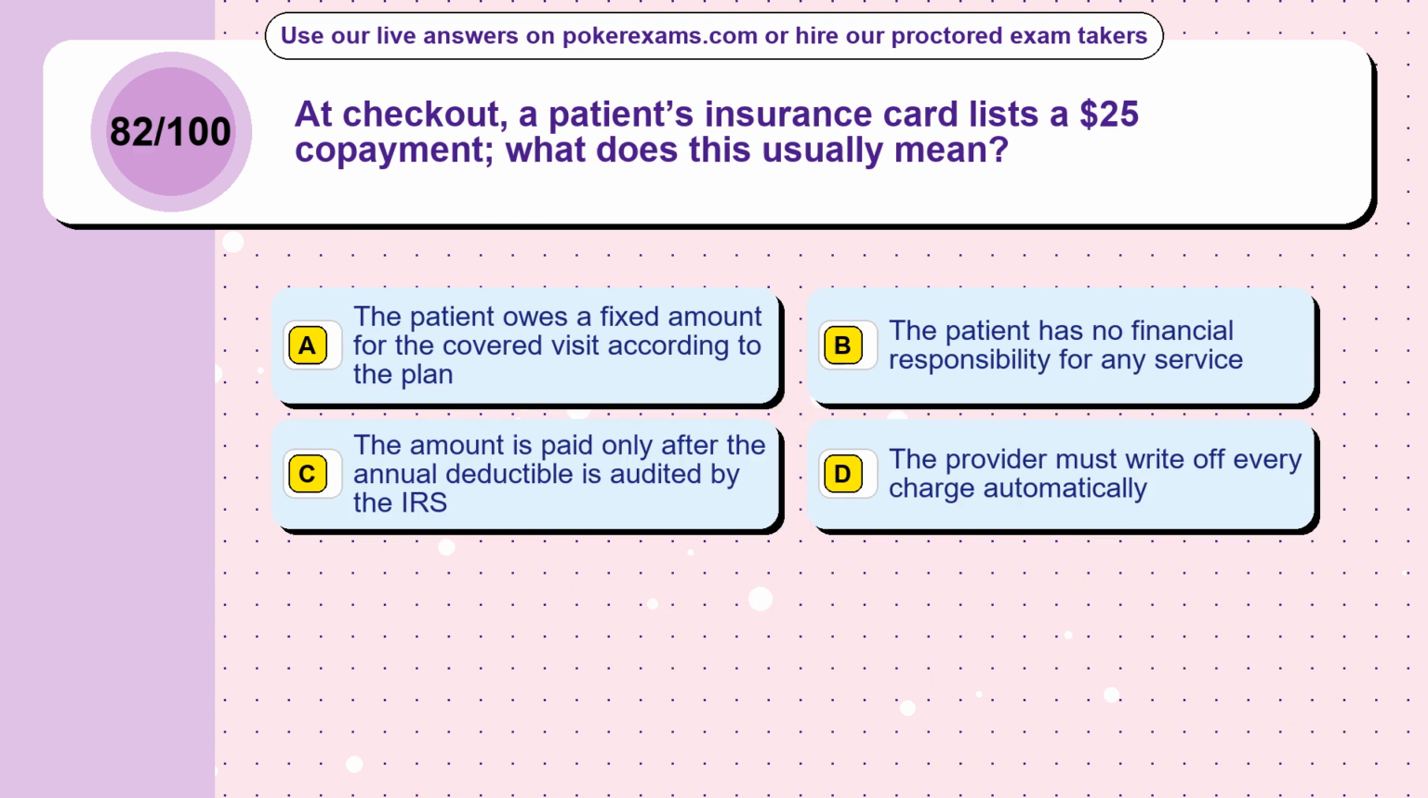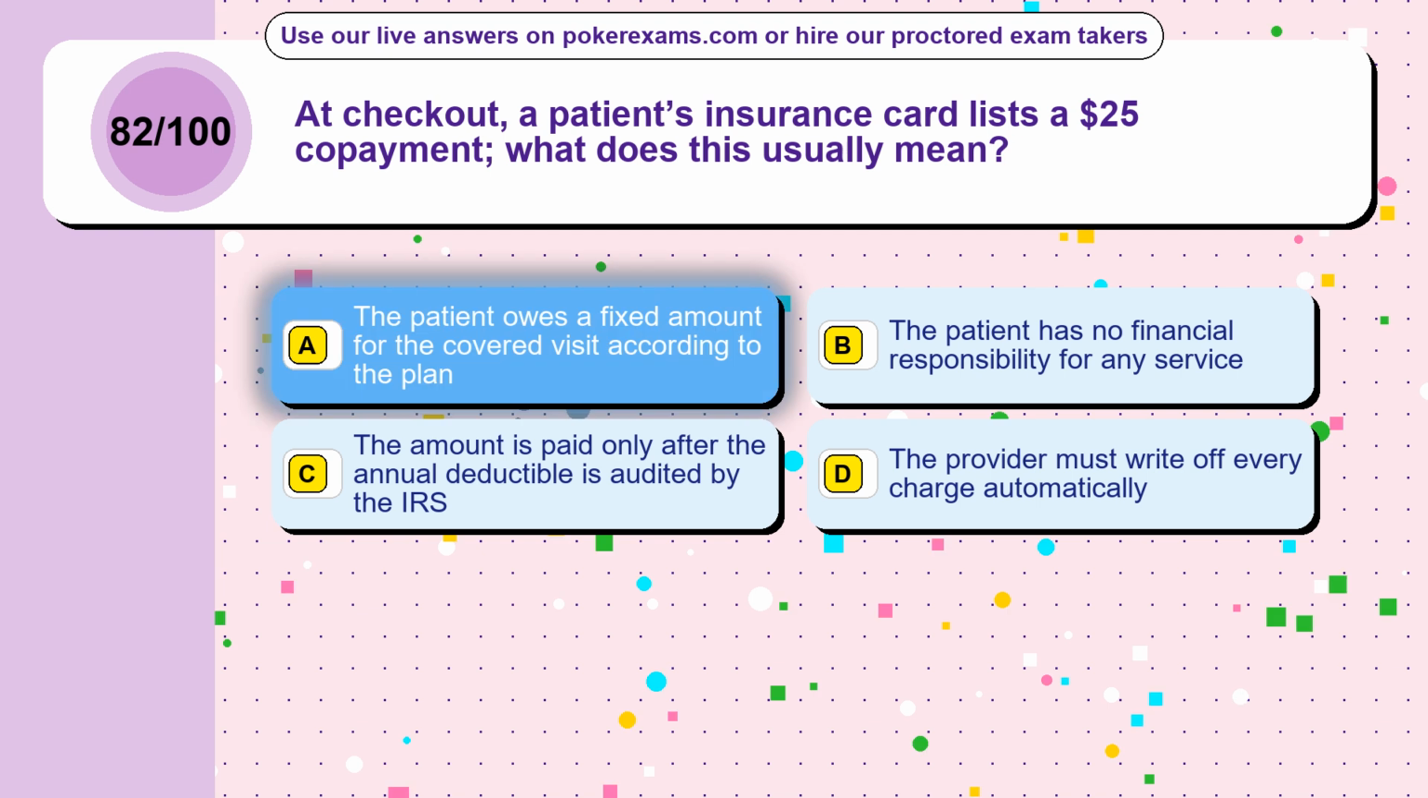Question 82. At checkout, a patient's insurance card lists a $25 copayment. What does this usually mean? Option A. The patient owes a fixed amount for the covered visit according to the plan. Option B. The patient has no financial responsibility for any service. Option C. The amount is paid only after the annual deductible is audited by the IRS. Option D. The provider must write off every charge automatically. The correct answer is option A.